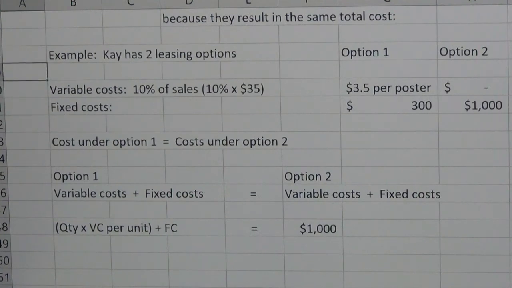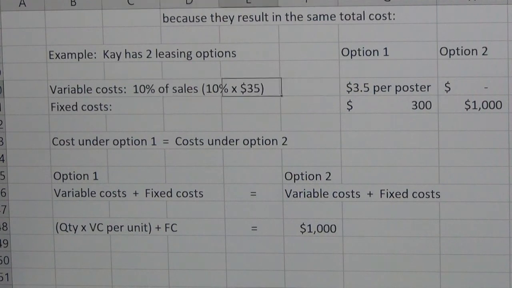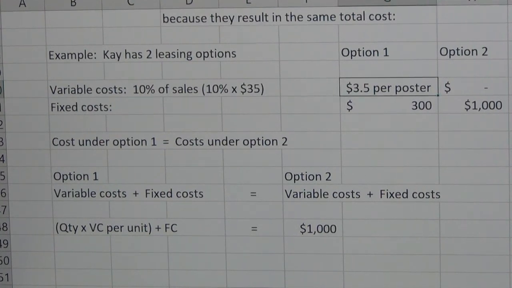Okay, so let's assume that K has two leasing options, option 1 and option 2. Under option 1, the variable cost is going to be 10% of sales, and so per unit that would be 10% of $35 per unit. So therefore they're going to have to pay $3.50 per poster. In addition to that, they'll have a fixed cost, like a base amount at a minimum, so to speak, of $300. Now, under option 2, there's no variable cost at all. It's just a flat rate of $1,000.